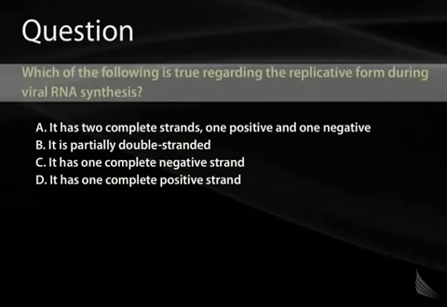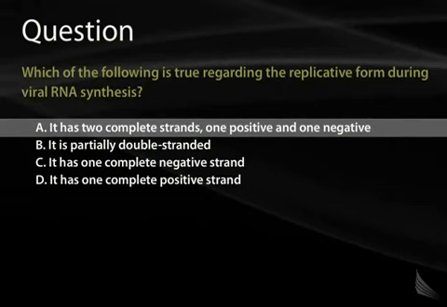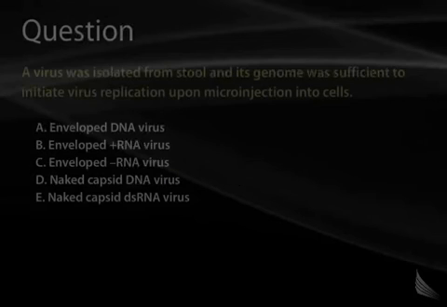Next question. Which of the following is true regarding the replicative form during viral RNA synthesis? So the replicative form includes two double strands, a positive and a negative strand. And that's going to be A. It's not partially double-stranded. It does have the two strands, one positive and one negative, and that's the replicative form. You can have a replicative intermediate, but that's not going to have the two strands.